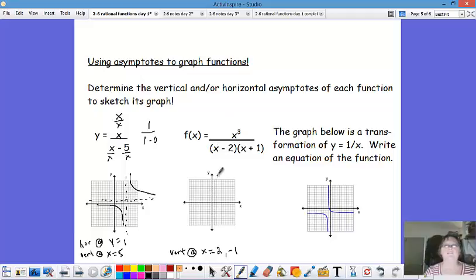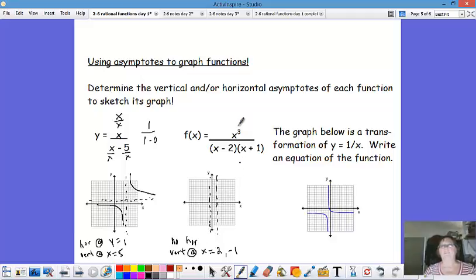So x of 2 is that line, x of negative 1. I don't know how well I'll be able to sketch that there. As far as horizontal asymptotes, the bottom of this has 2 powers of x. So this degree, 3, is bigger than this one, 2. This is not going to have a horizontal. No horizontal asymptote in this one.